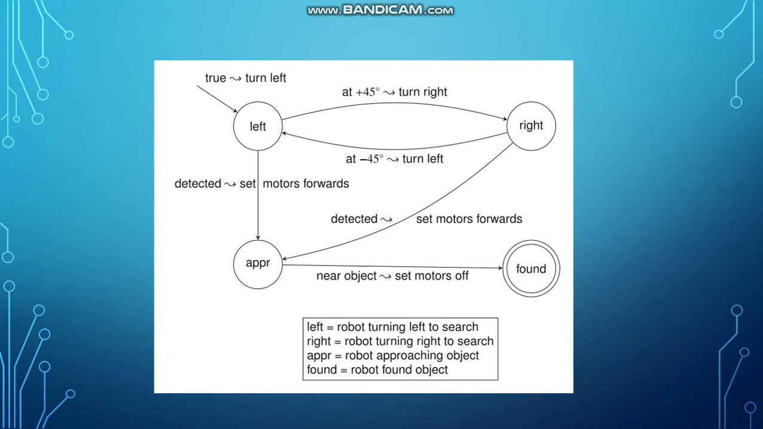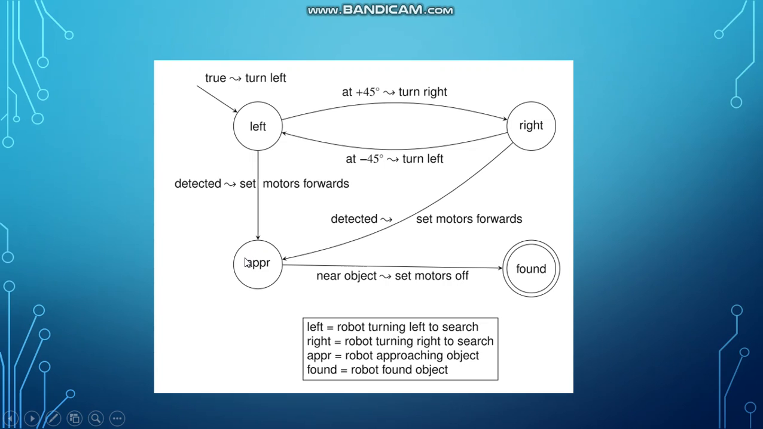States left and right each have two outgoing transitions, one for reaching the edge of the sector being searched and one for detecting an object. The meaning of non-determinism is that any of the outgoing transitions may be taken. There are three possibilities here. First, the object is detected, so it goes to approach.